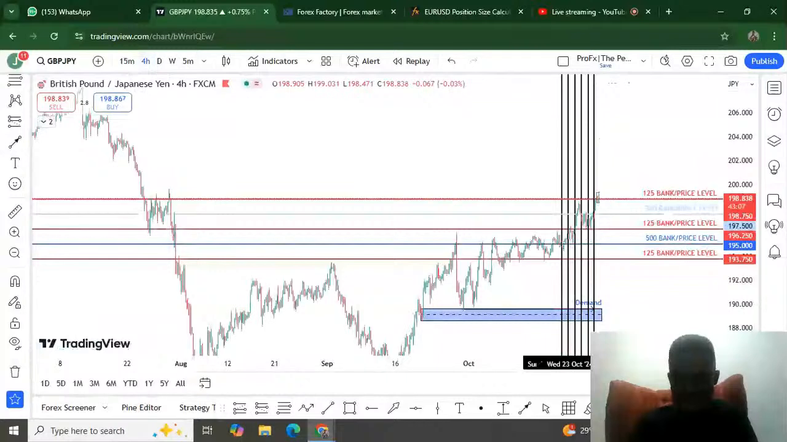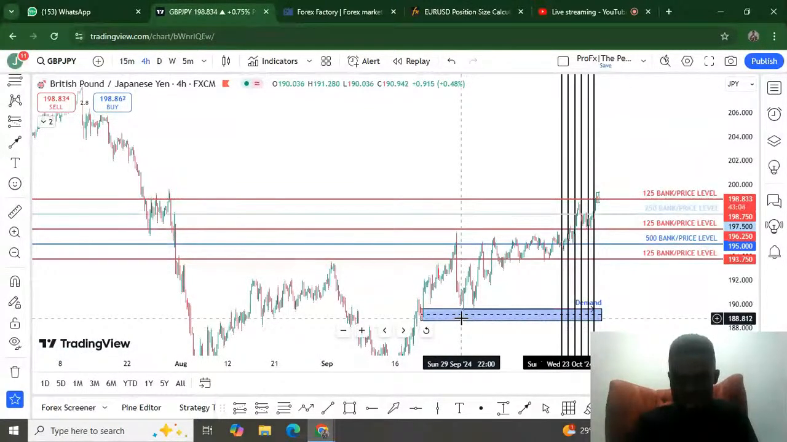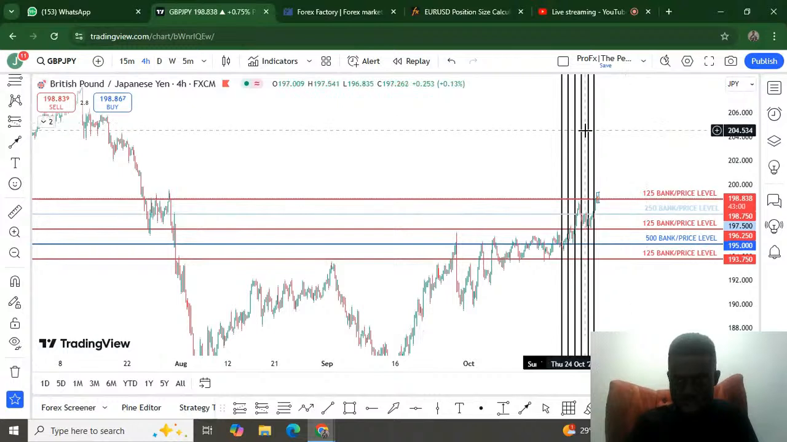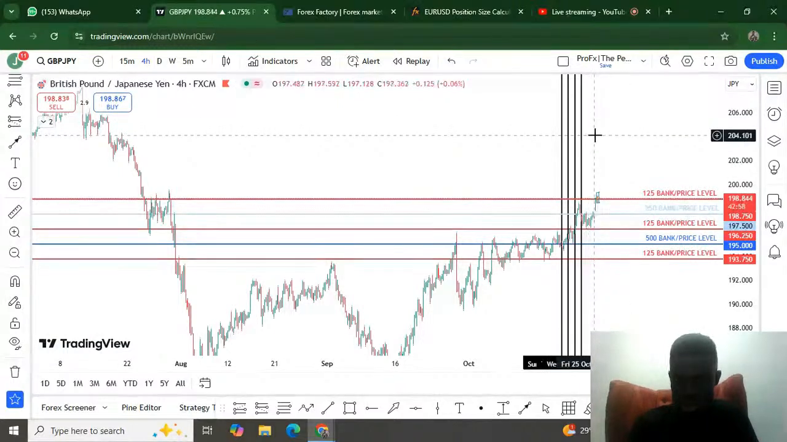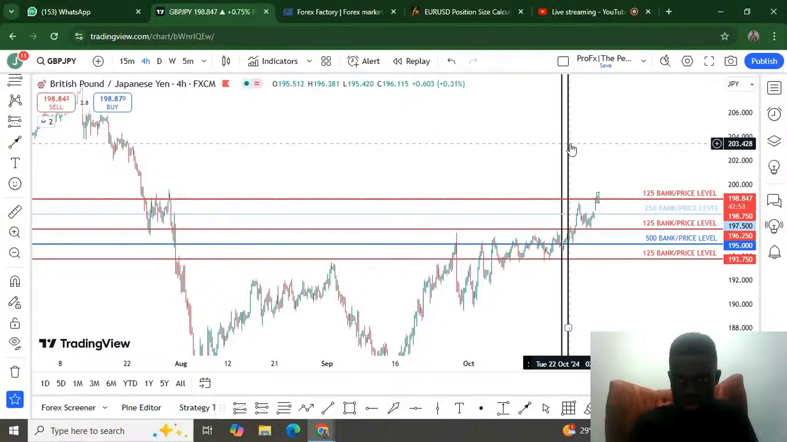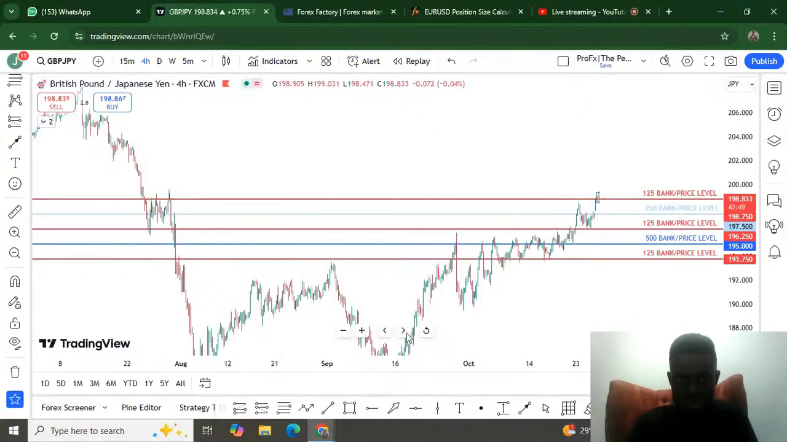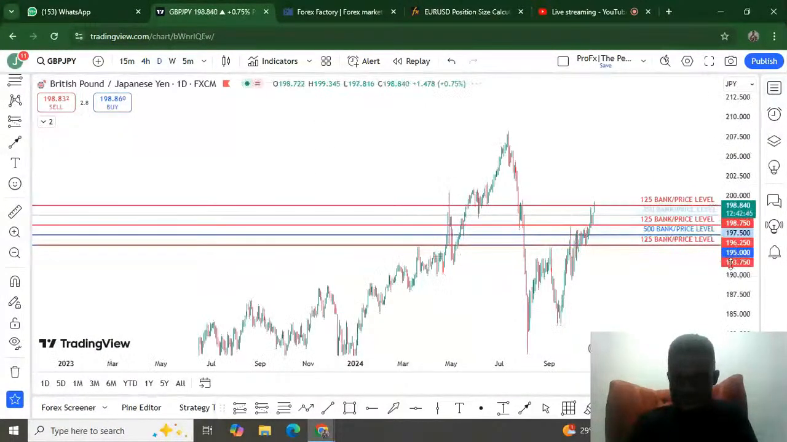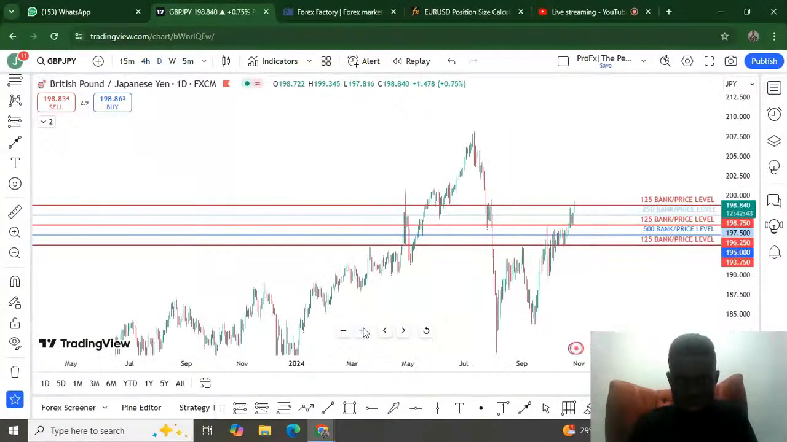Back to our chart. I don't want to delete my bank levels. Let me just take out only these ones. My bank levels are my magic. I don't joke with my bank levels.